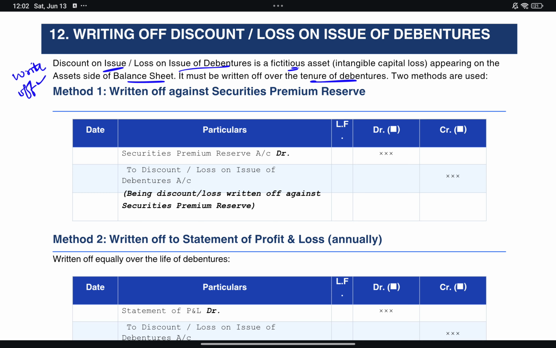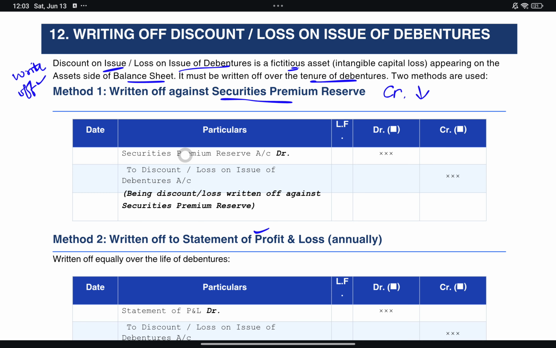Got it? So there are two methods to write off this loss. First is against securities premium reserve, that is, we write off from securities premium reserve, and the second one is through profit and loss annually each year. Got it? So the first entry is from securities premium reserve. We have to write off securities premium reserve. The nature of securities premium reserve is credit. Got it? And I am writing off from it, so it will decrease, and when it decreases it should be debited, the opposite of its nature.